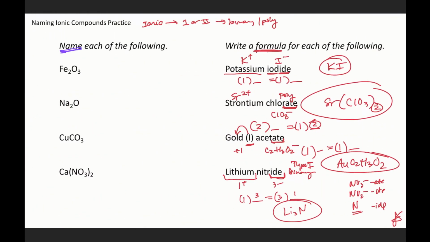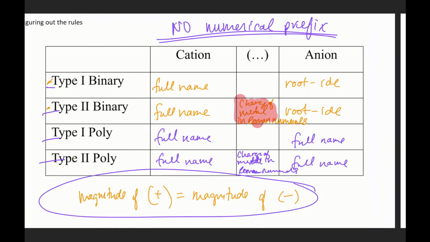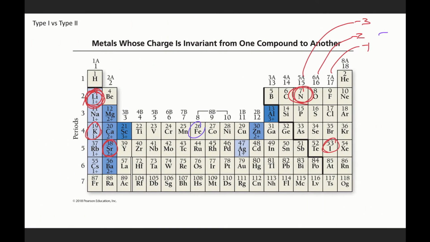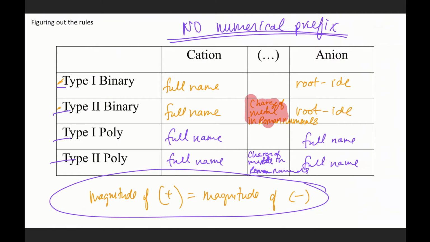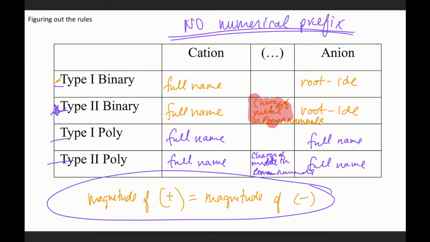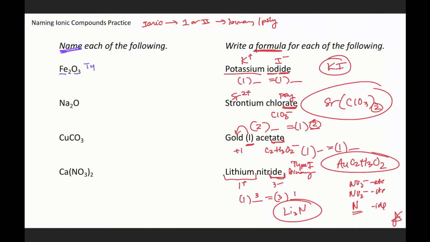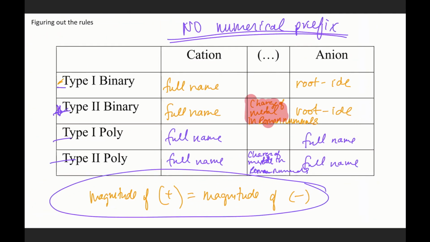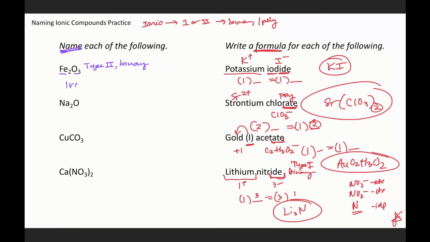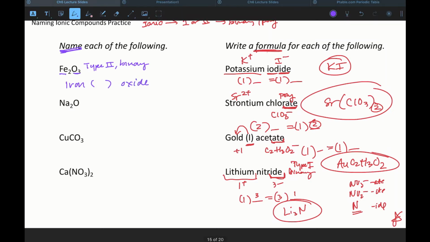All right, so let's go ahead and do some practice. So we have Fe2O3, so we need to go find iron and oxygen on the periodic table. Here is iron, here is oxygen. So we definitely have ionic. Because iron is located here, it's going to be a type 2. And it's going to be binary because it's only made of 2 elements. So this is a type 2 binary. We're going to follow the naming system, which says I'm going to use the full name of the metal, charge, and then root-ide. Full name of the metal, which is iron, charge, and then root, which is ox, ends with ide.